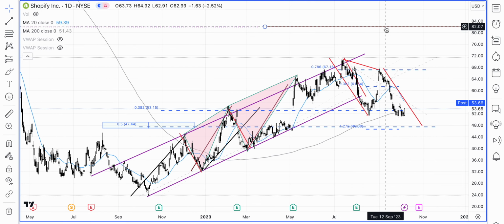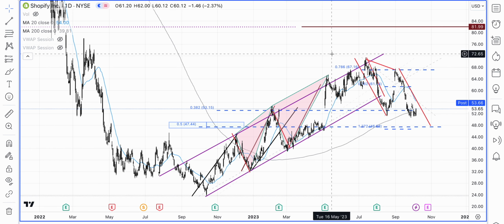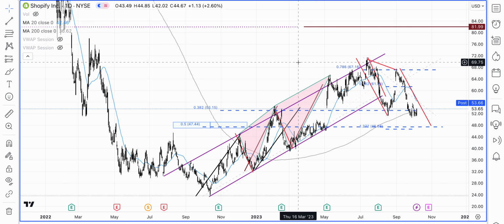So our ultimate target for it will be about the $82 per share level, because that is the 38.2% Fibonacci retracement. So we'll have to wait, watch, and see the price action, and whether the price is able to actually move to the $80 per share level.